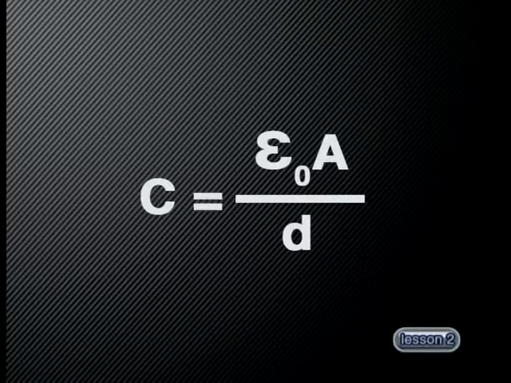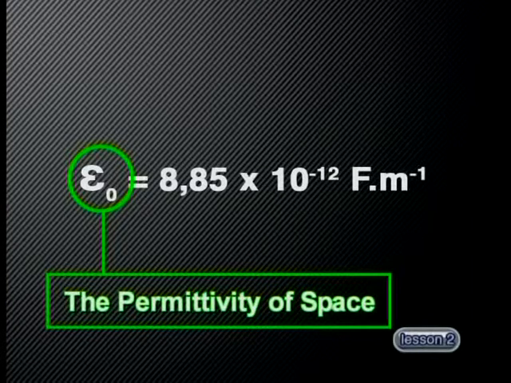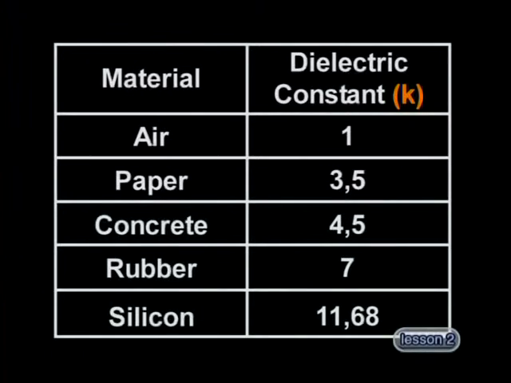Now, when the dielectric is air, the variables can be related in another special equation. C equals epsilon naught times A, the area of the plate, divided by d, the distance between the plates. Epsilon naught is a constant called the permittivity of space and is equal to 8.85 times 10 to the minus 12 farad per meter.